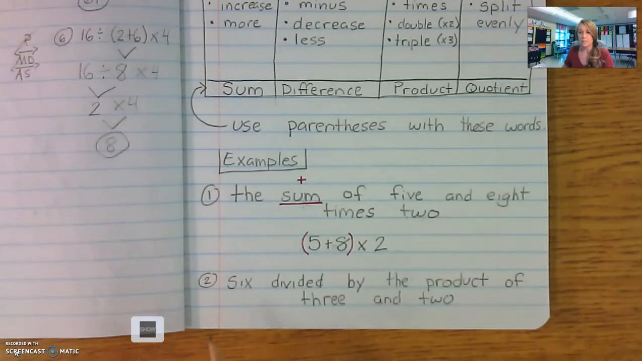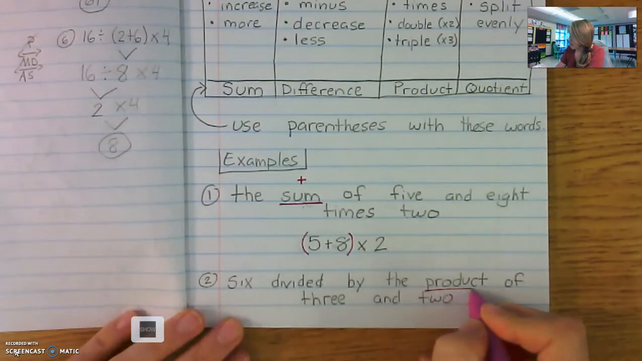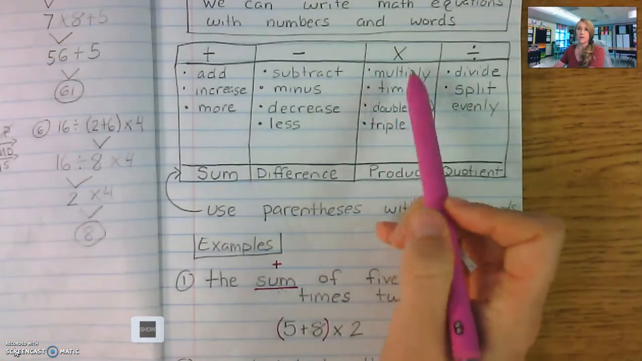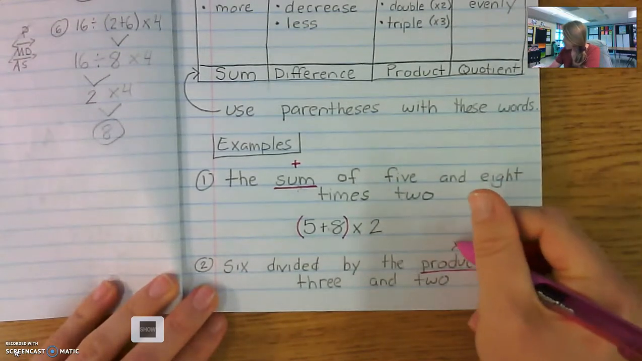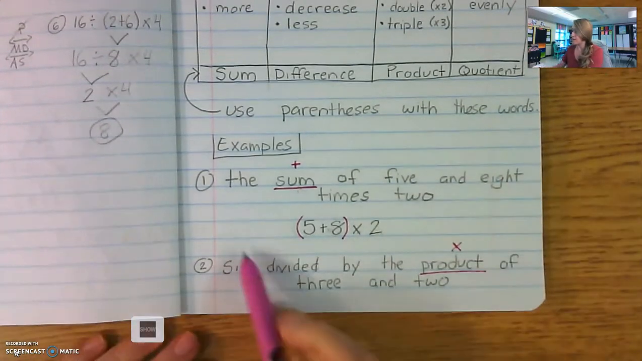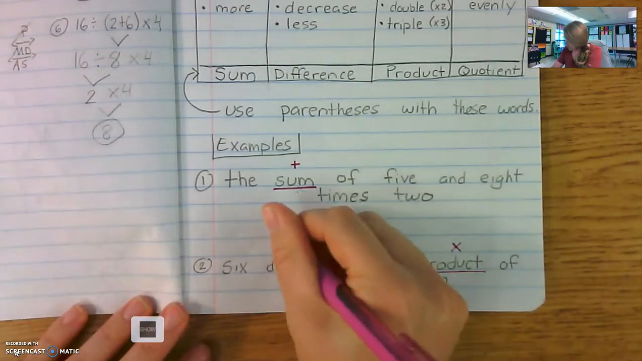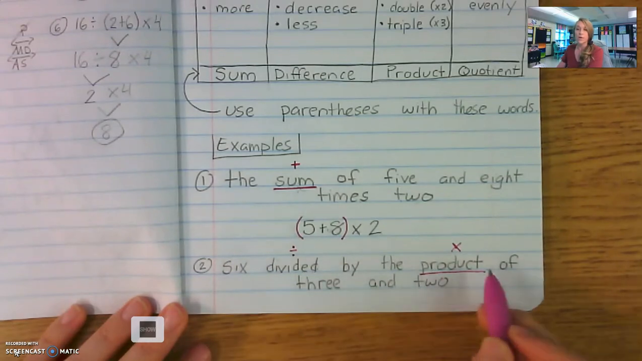Let's look at another one. This problem says 6 divided by the product of 3 and 2. So we see another one of our vocabulary words. Let's underline it with our pen. Product. Well, we know that product means multiplication. So this tells us that we're going to need to multiply. 6 divided by the product. Okay, well, I also see division. I'm going to go ahead and write that out so I know. 6 divided by the product of 3 and 2.